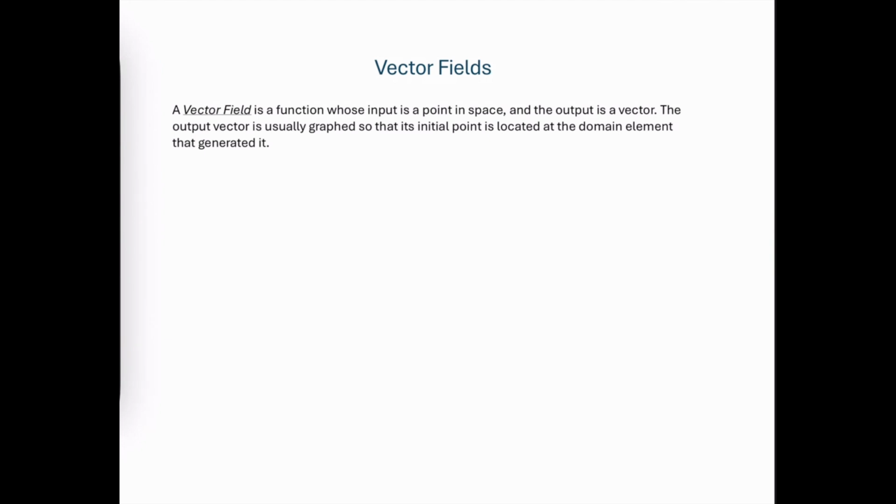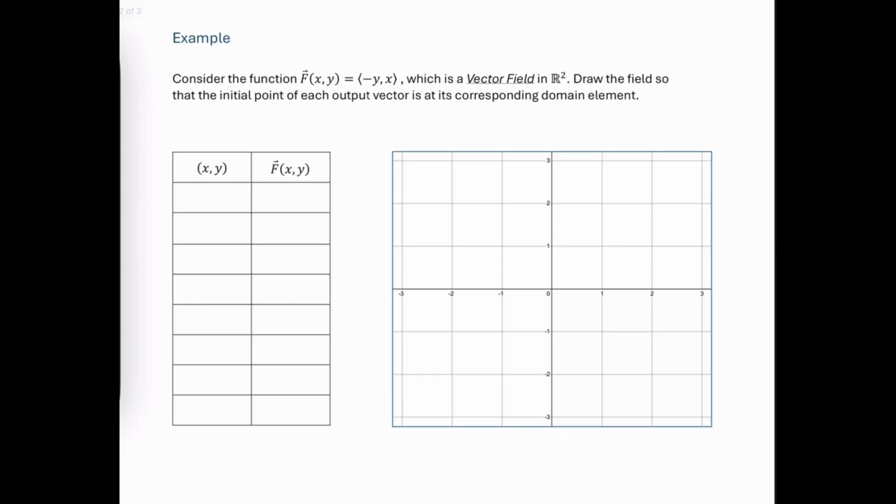A vector field is a function whose input is a point, and that could be an xy ordered pair in R2, or it could be an xyz ordered triple in R3. This point is input into the vector field function, and then it will have an output that is a vector. The output vector is usually graphed so that the initial point of that output is located at the domain element that generated the vector. In other words, the output vector is coming out of the ordered pair that was used to generate it. Let's take a look at an example.